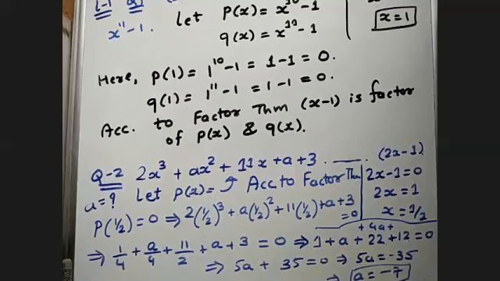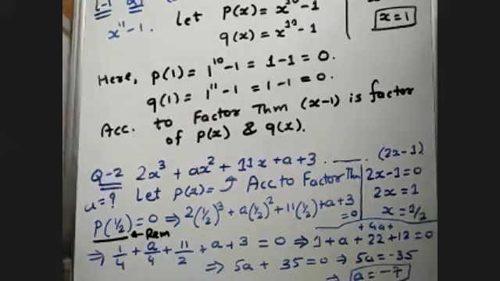हाँ, p of half इसका मतलब क्या है? What is p of half? P of half is our remainder. P of a is remainder, isn't it? जब आप p of x को a से डिवाइड करते हैं तो p of a आपका रिमाइंडर होता है. Is it clear?